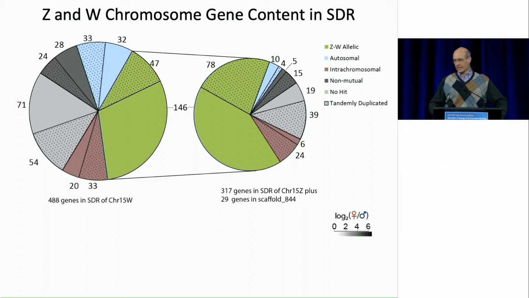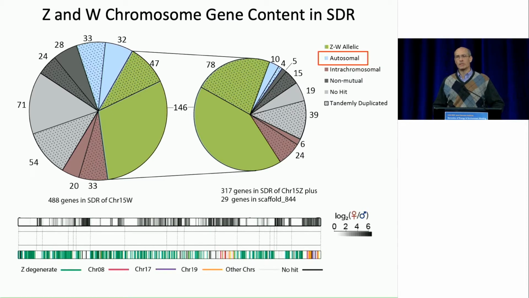And this is mutual best hits. So it's basically the origin of the genes that are present on the Z and the W. The green represents genes that are present on both. And what I want to highlight here is these blue regions. You can see the W chromosome is expanded for these autosomal translocations.